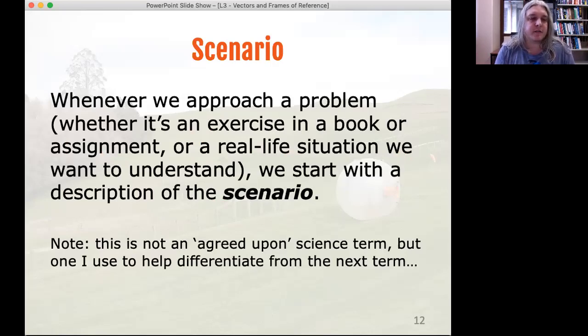So if someone's describing a question, then we call the scenario everything that's relevant to the question. Even just talking about dropping a ball, the ball's part of the scenario, but so is the earth, because it's the gravitational attraction with the earth that counts, and so on. The person dropping it might be part of the scenario depending on what part of the motion you're looking at. So scenario is everything that's actually relevant to the problem in any way.